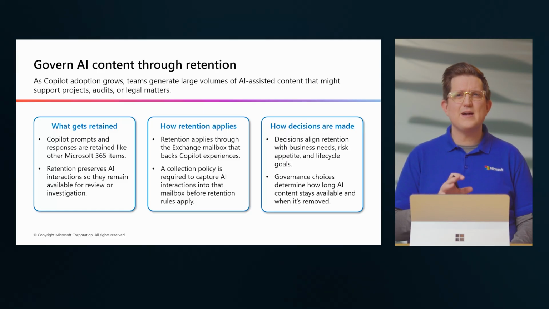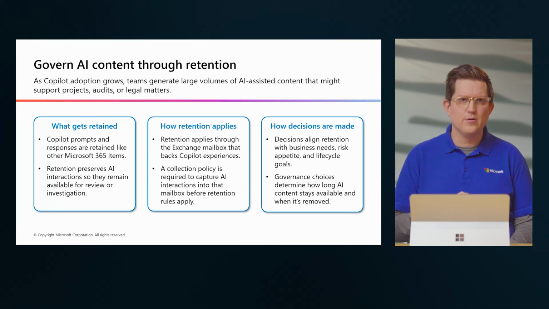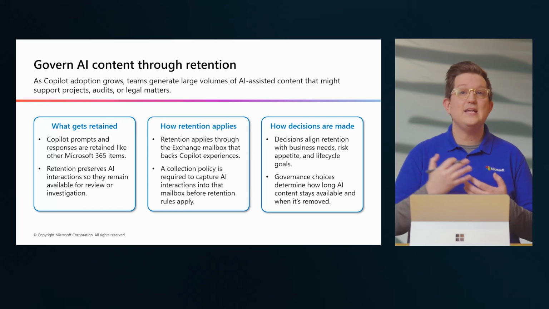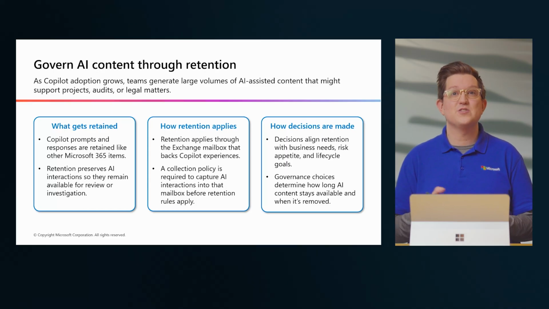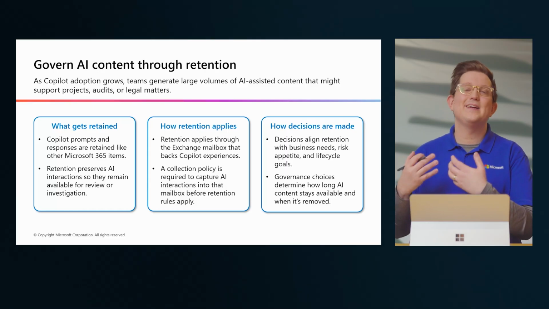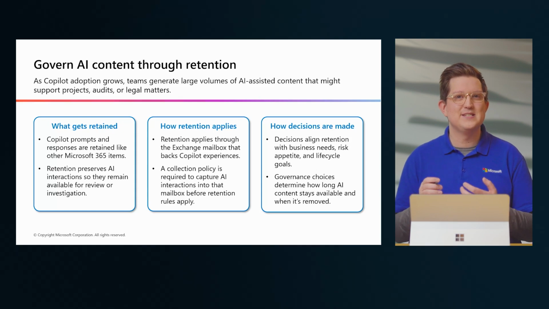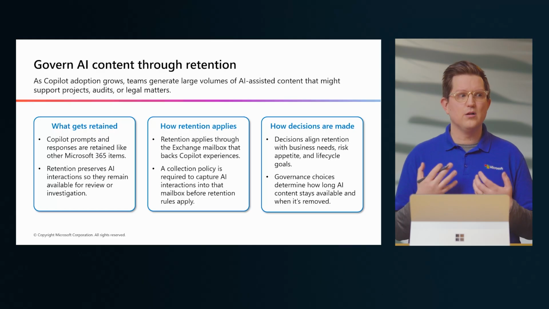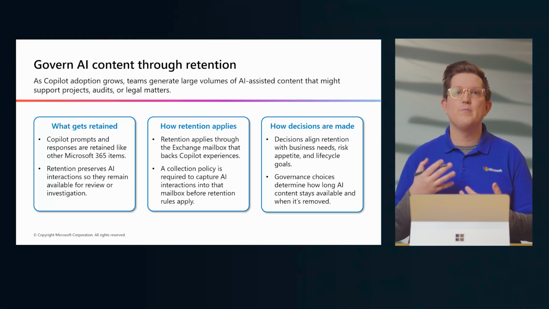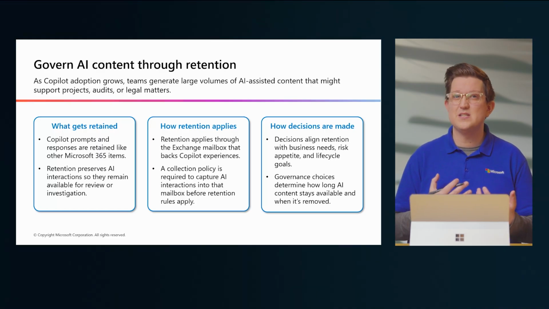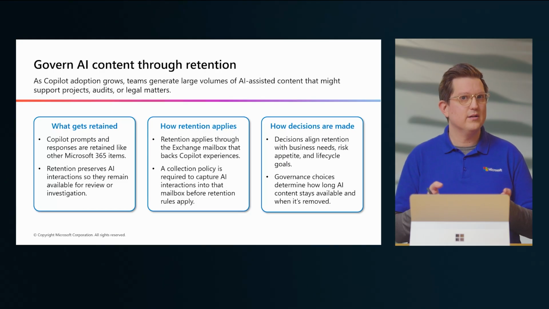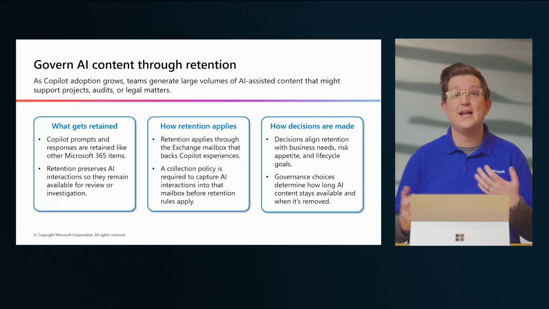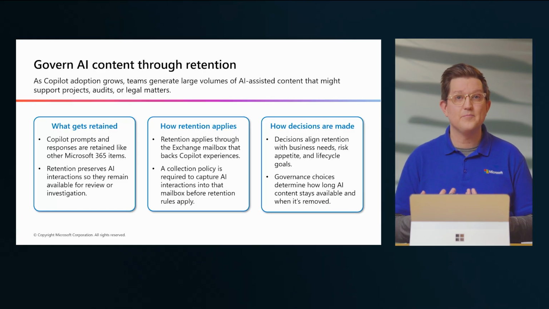Now, the Copilot interactions aren't actually retained on their own. What we do is we actually route anything that needs to be retained into the user's Exchange mailbox. Then we can go through and apply conditions against the Exchange mailbox itself. It's an interesting back-end quirk, but it does mean that we can do a lot of additional controls on Copilot content, the prompts and responses, because we just treat it like Microsoft 365 content more broadly. It's captured in the mailbox and it has similar sorts of rules applied.